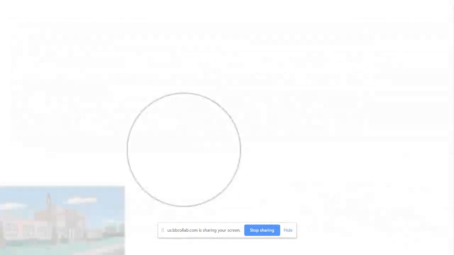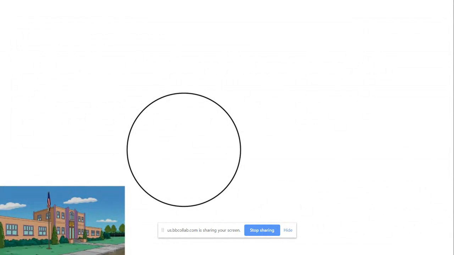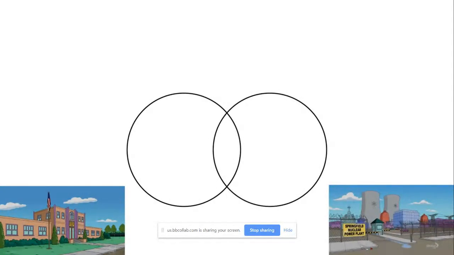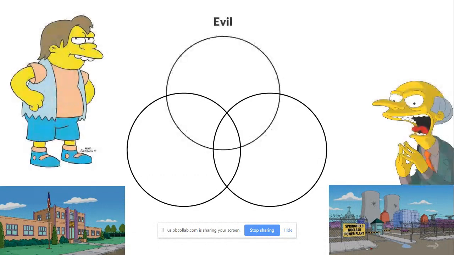Sets are a common form of data. Suppose we have a set of characters that go to Springfield Elementary School and another set of characters that work at the nuclear power plant. You might ask yourself, are there more evil people in a power plant or in school? Such datasets are often visualized with Venn diagrams. Venn diagrams are, however, not good at visualizing quantitative data, and they're really bad at visualizing many sets.